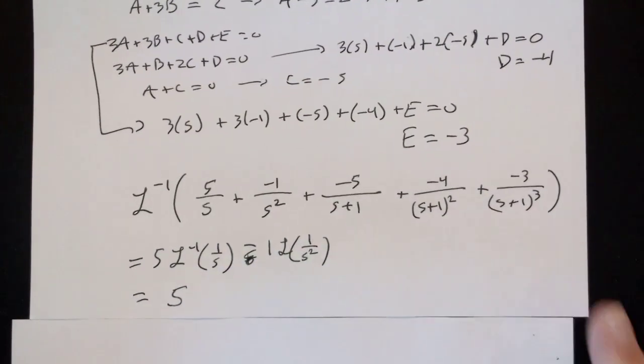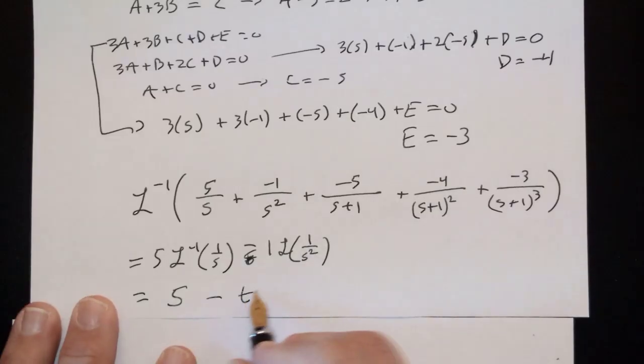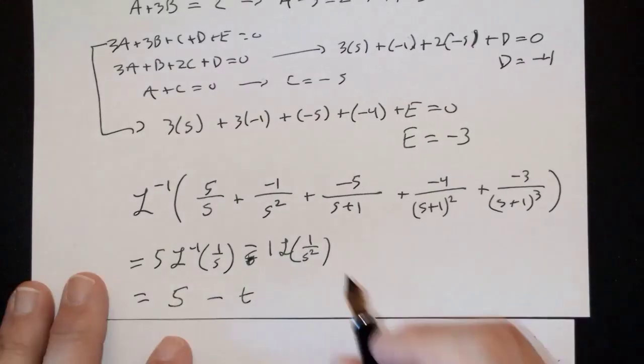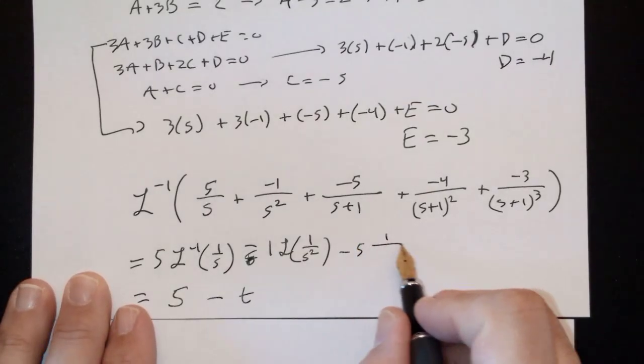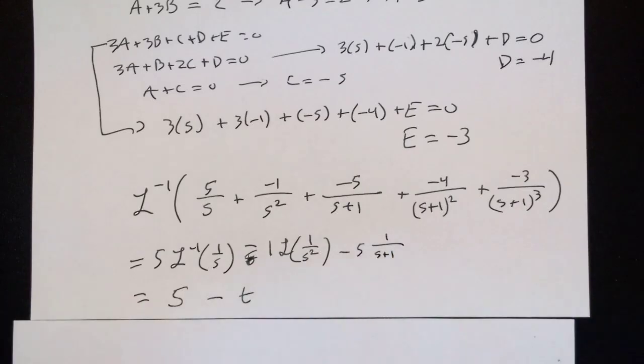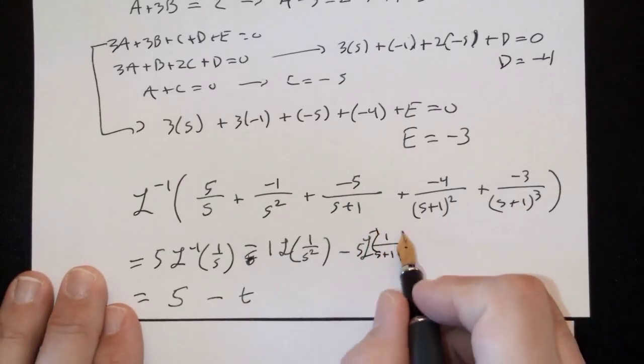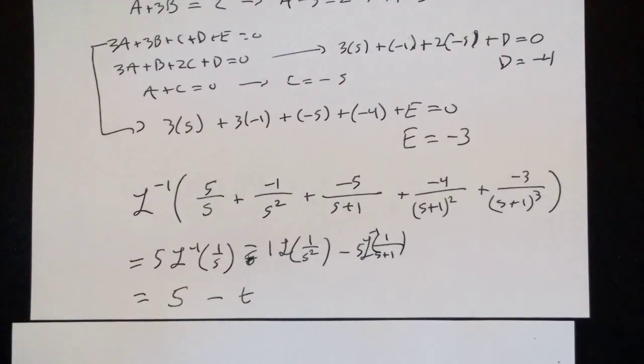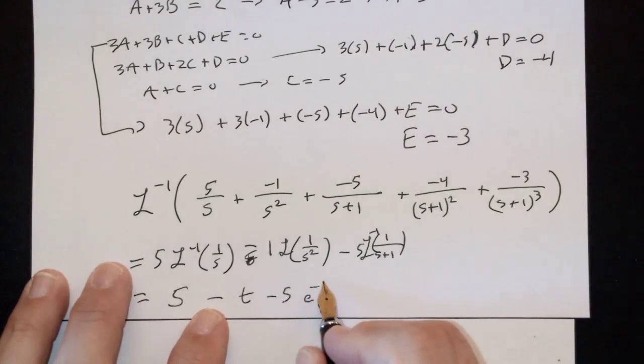Because I'm going to do 1 factorial over S to the 1 plus 1, that's just T to the first. Now, minus 5, L inverse of 1 over S plus 1. Oh, forgot my L. I've got to write in what I'm doing. 1 over S plus 1, that's an E, right? That's E to the minus T. Minus 5 E to the minus T.